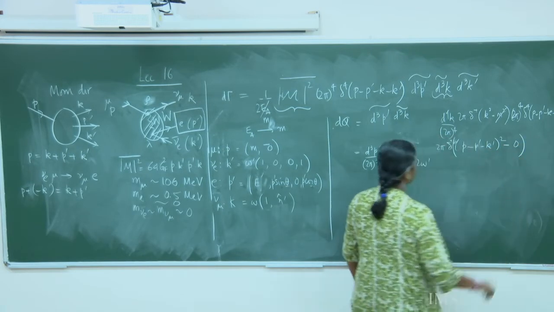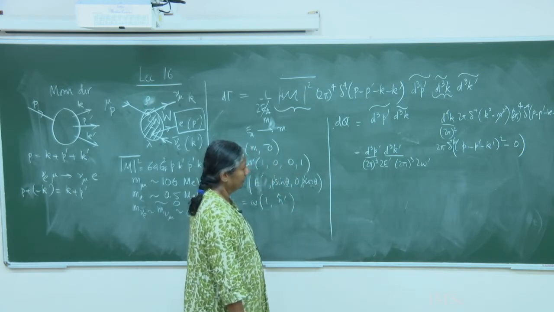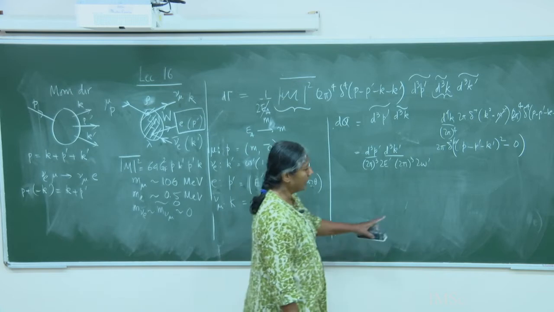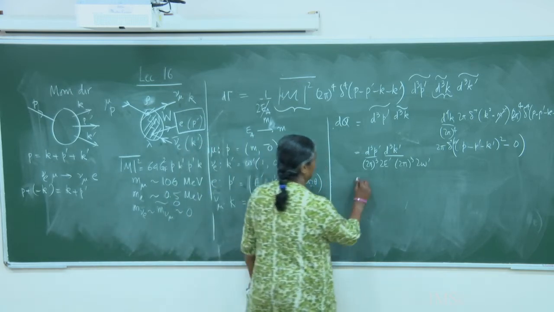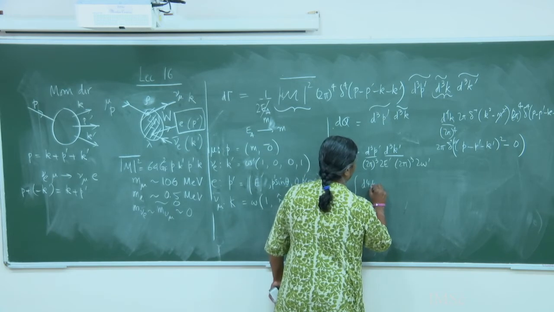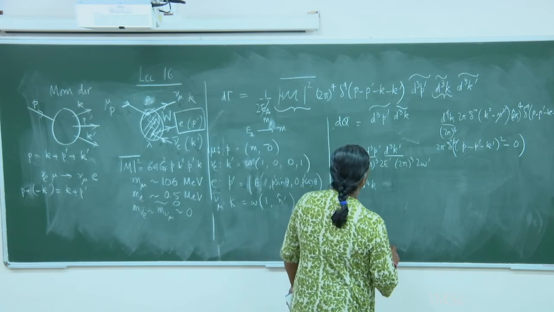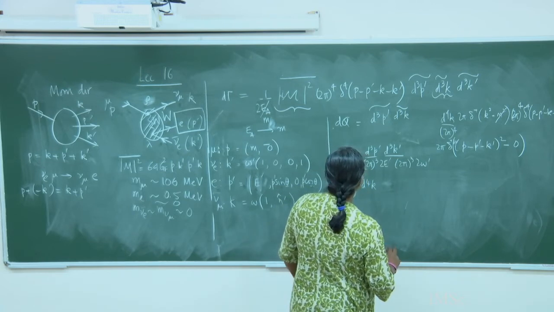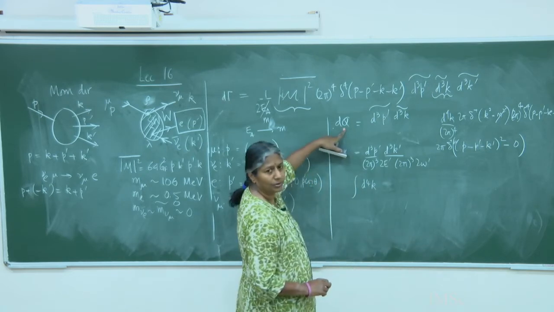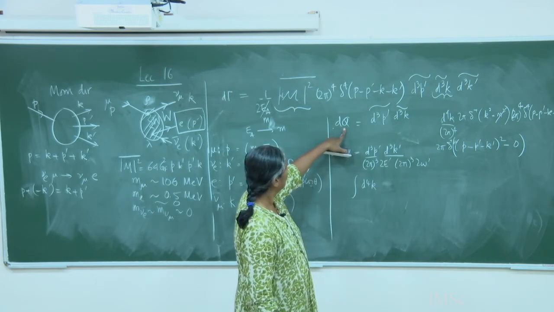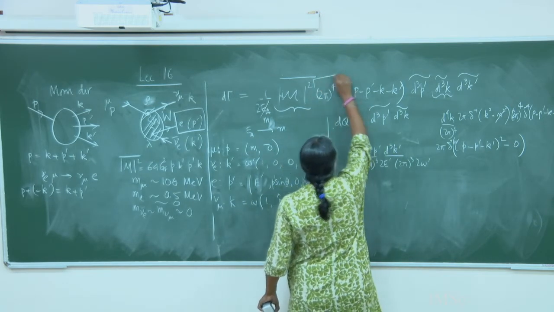Minus, just to tell you that the mass squared of that neutrino is 0. Okay? Can you explain dΦ one more time? From dΦ, d capital Φ. It is the phase space. I am writing this part as the phase space.